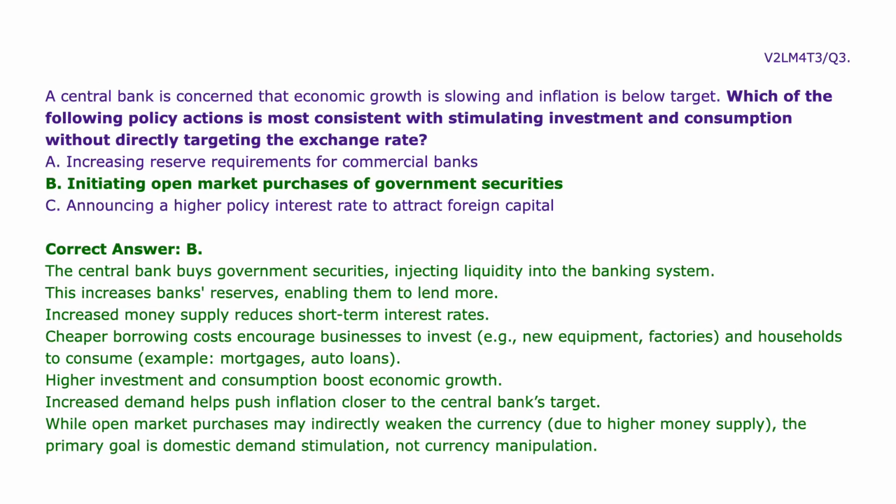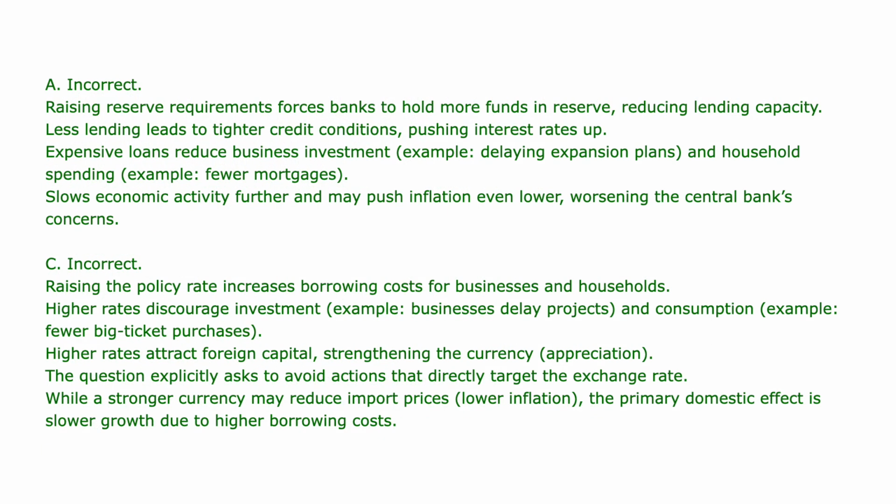Open market purchases inject liquidity, lower interest rates, and stimulate investment and consumption, which directly addresses slowing growth and below target inflation. The focus is on domestic demand, not exchange rate targeting. A. Raising reserve requirements reduces lending and tightens credit, which slows growth further, the opposite of the goal. C. Raising policy rates discourages investment and consumption, while directly targeting foreign capital inflows and the exchange rate, which contradicts the question's condition.